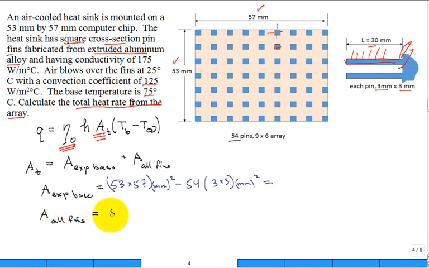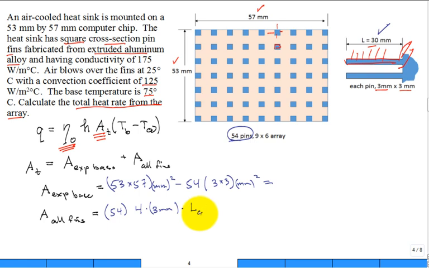Then the next one, all fin area. Well, I know I have 54 of them. That comes from this array. There's 54 pins. And then I'll have the perimeter, which is 4 times 3 millimeters, 4 sides, each of length 3 millimeters. That gives me the perimeter. And then I multiply by L. Now, that L is 30 millimeters, but I'm going to use a corrected length so I don't have to add in the tip area, and I'm going to use that L sub C because it makes for a simple equation for the efficiency of one fin.